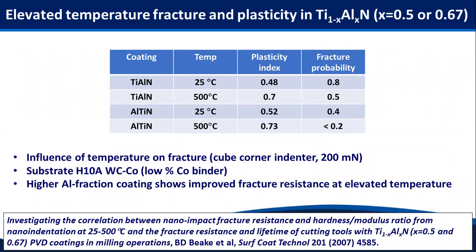So we've done some high temperature nano impact tests now at 500 degrees on titanium aluminium nitride coating systems, where we're varying that aluminium fraction between 0.5 and 0.67. And when we vary that, then we alter the fracture probability at room temperature. We alter the fracture probability at high temperature. The fracture probability at high temperature, again, decreases, so it's improved resistance to fracture. And you can also see, again, that the aluminium titanium nitride coating system has enhanced resistance to fracture compared to the titanium aluminium nitride at these high temperatures as well.